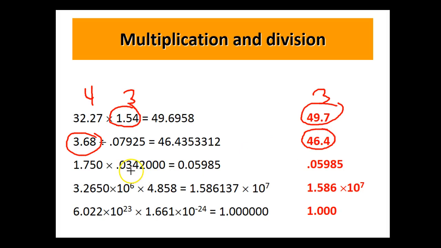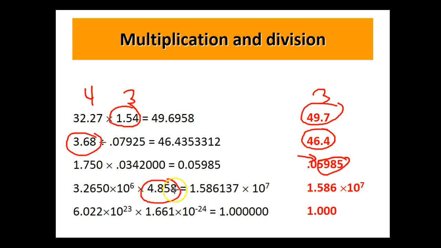This one has 1, 2, 3, 4, 5, 6 significant digits. This one has 4 significant digits. So your answer should end up with 4. So these 4 are significant digits. Remember, zeros in the front do not count. This one, the lowest number of significant digits is this one.